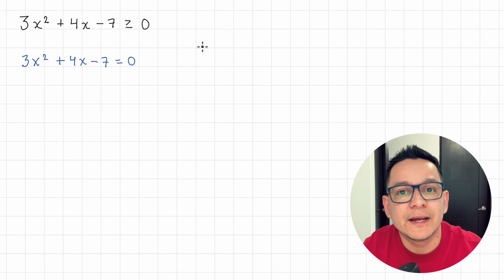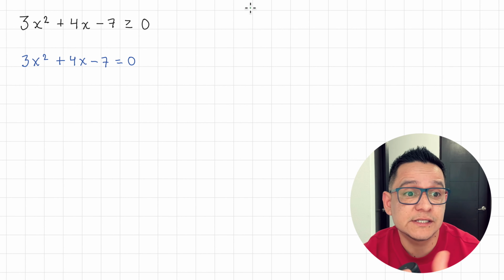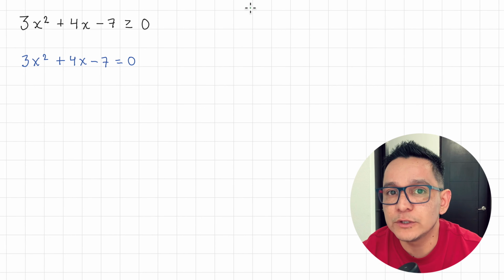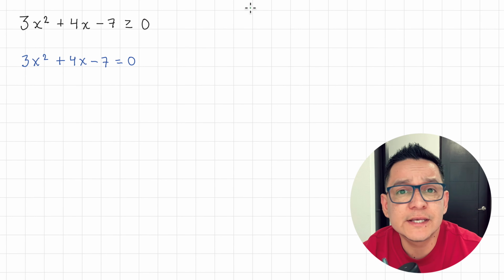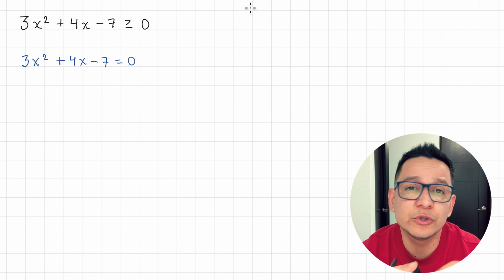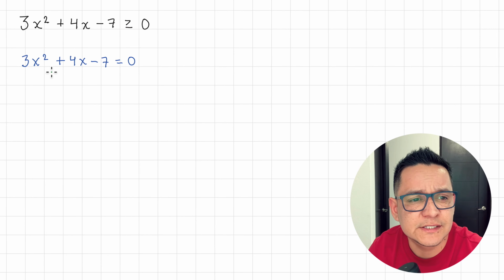Okay, and to solve it, we can use different methods. For example, we could use the quadratic formula directly, or we could solve it by factoring. In this case, I'm going to solve it by factoring. Specifically, I'm going to use the criss-cross method, or the scissors method. So come on, let's do it.